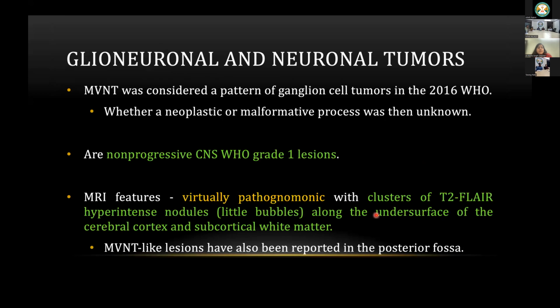Now, the other newly described tumor is MVNT. The MVNT is a multinodular and vacuolating tumor. Initially, in the 2016 classification, this entity was also there, but it was then described as a pattern of ganglion cell tumor. And whether it was a neoplastic process or a malformative process was not known at that time. But now in the WHO 2021 classification, they have graded this tumor as a WHO grade 1 tumor and classified it separately in the group of glioneuronal tumors.